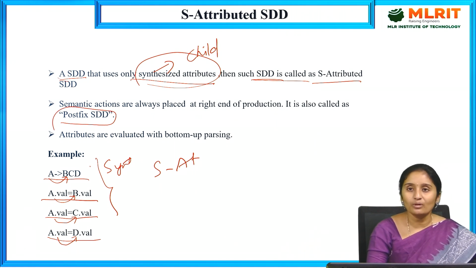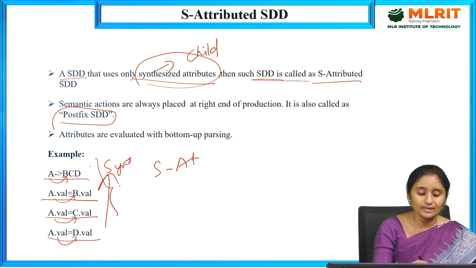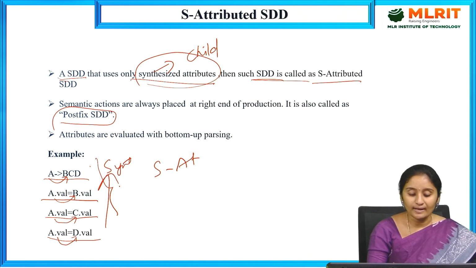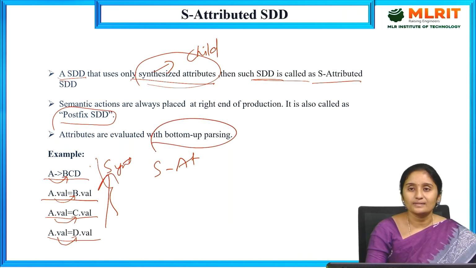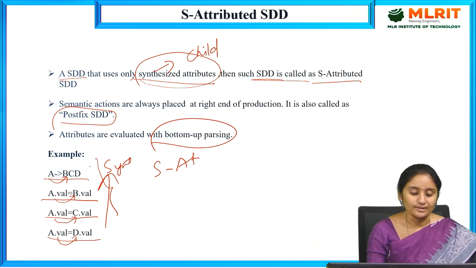We can also call them postfix SDD. So how are we going to evaluate these? These attributes are evaluated with bottom-up parsing. So S attributed SDD is nothing but one that uses only synthesized attributes. Such grammars we are going to call S attributed SDD.